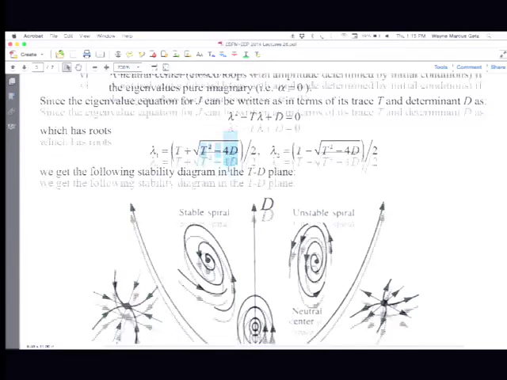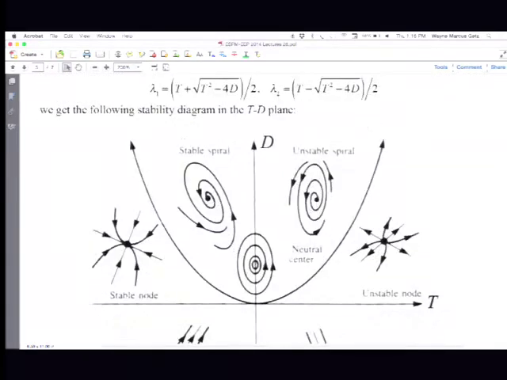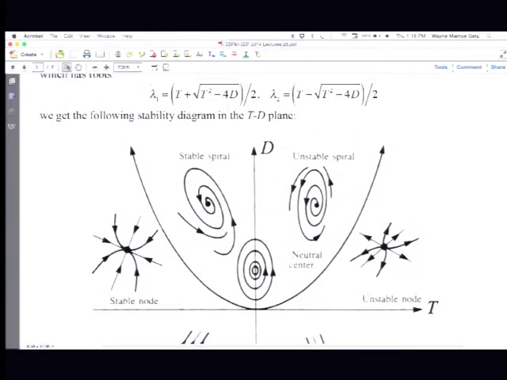If I plot out the value of t and the value of d in TD space, so here's TD space, t and d are variables. I'm looking at the value of the trace of the matrix and the value of the determinant of the matrix. In TD space, the equation t squared minus 4d equals 0 is a quadratic. So it looks like this. Above this quadratic, t squared is smaller than 4d, and below this quadratic, t squared is greater than 4d. On the right-hand side of this plane, t is positive, and on the left-hand side, t is negative. So if t is positive or negative, and this is imaginary, this is going to lead to unstable spirals if t is positive. If t is negative, you'll have stable spirals. Yeah?